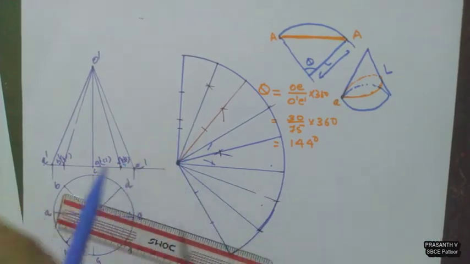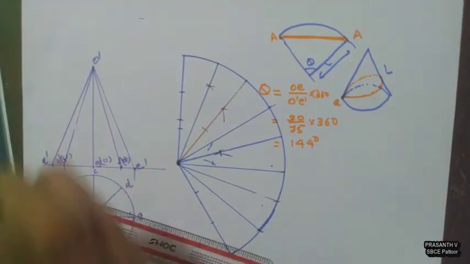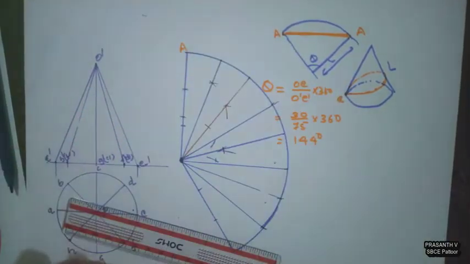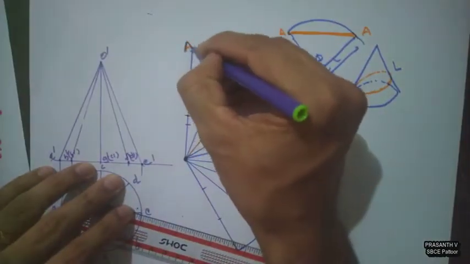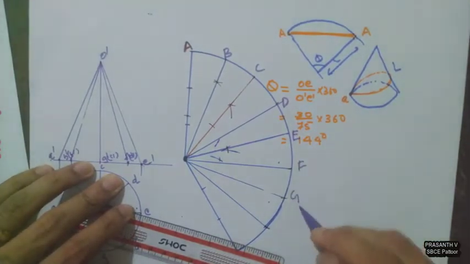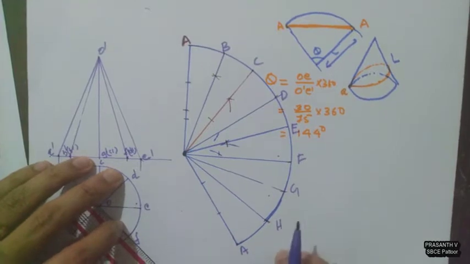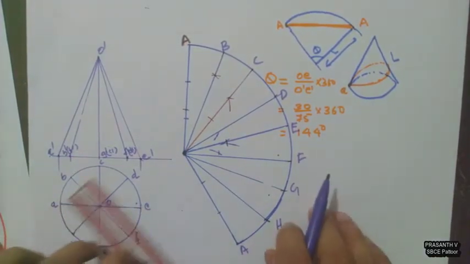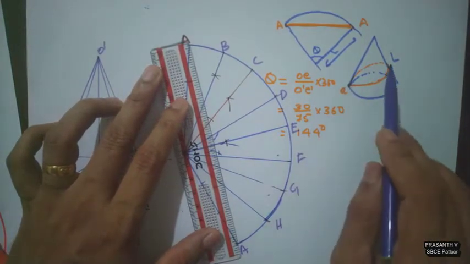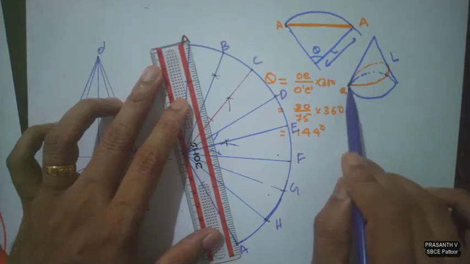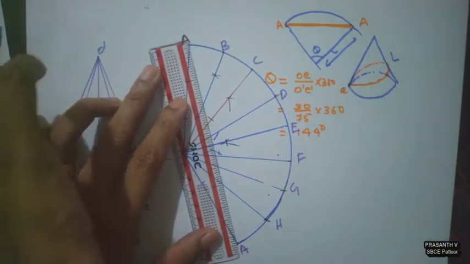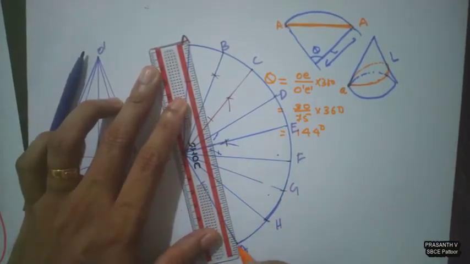Now just draw the development and divide that development into 8 equal parts. Now just name it: A, B, C, D, E, F, G, H, again E. Now as you know, the shortest path will be a straight line between these two A's. Starting point is at this A, and after moving around this surface, it returns to the original starting point. So A to A will be the shortest path.